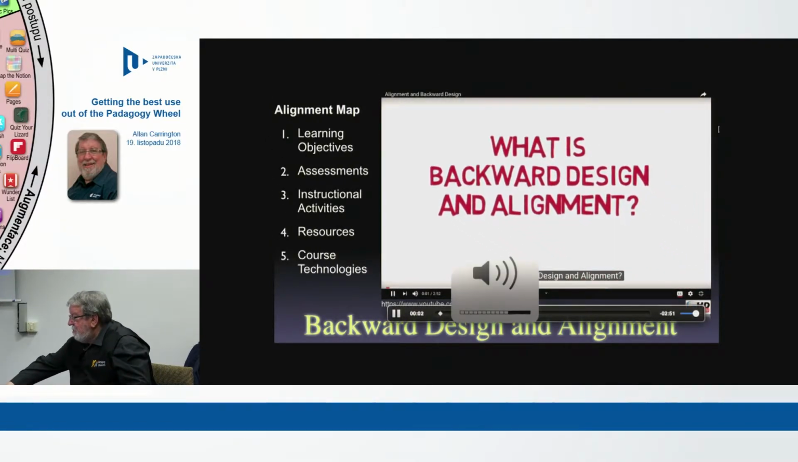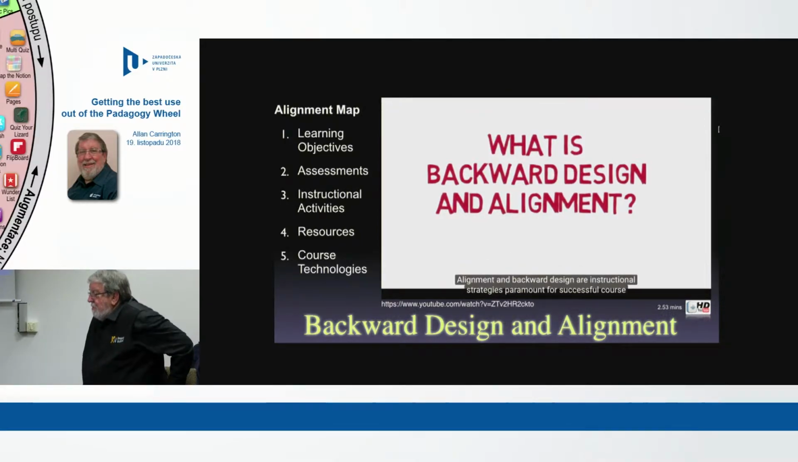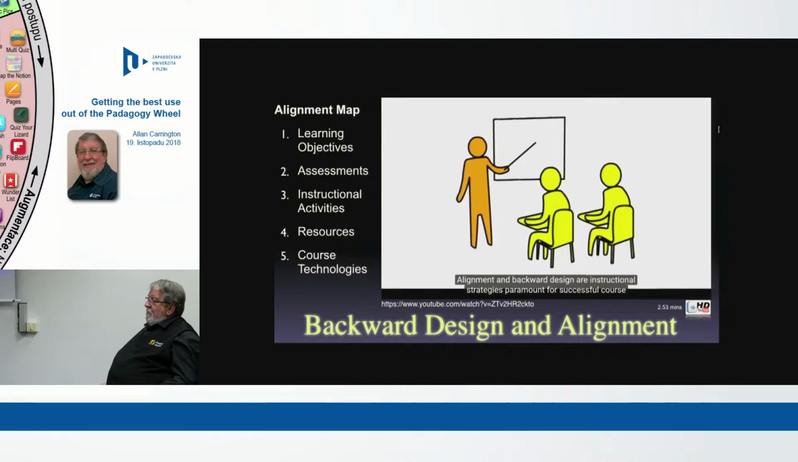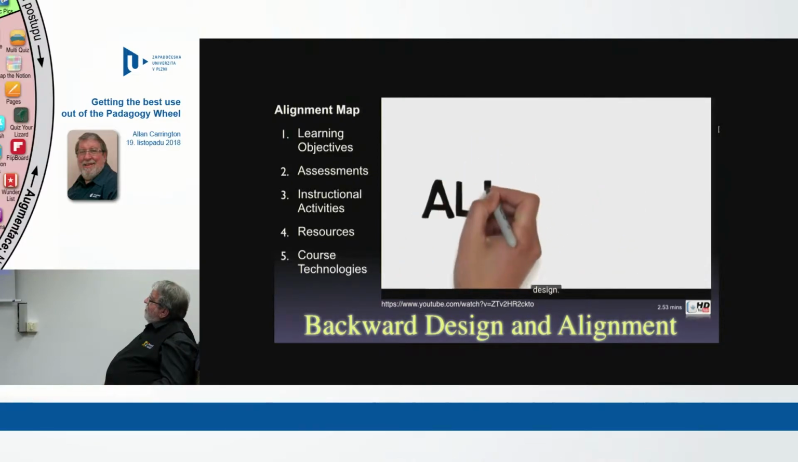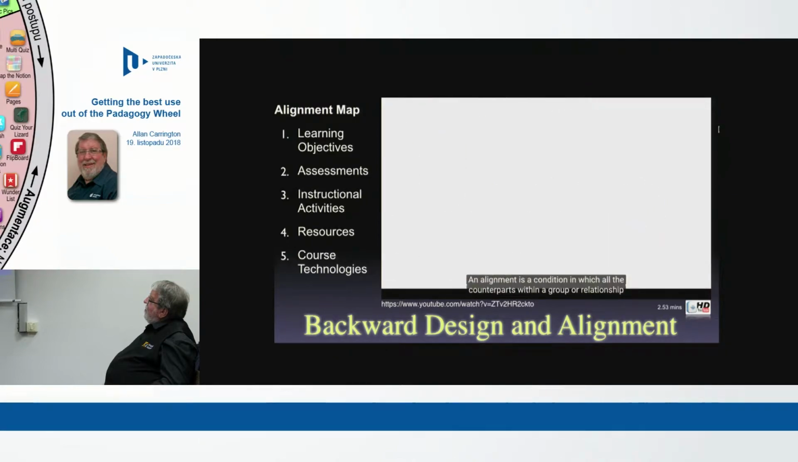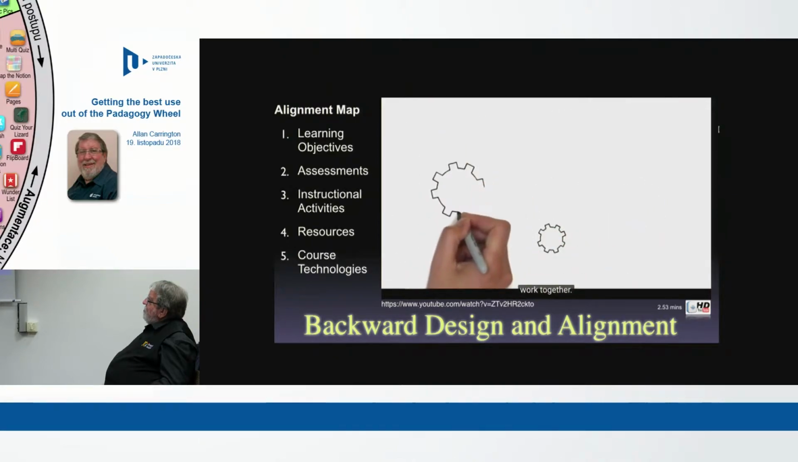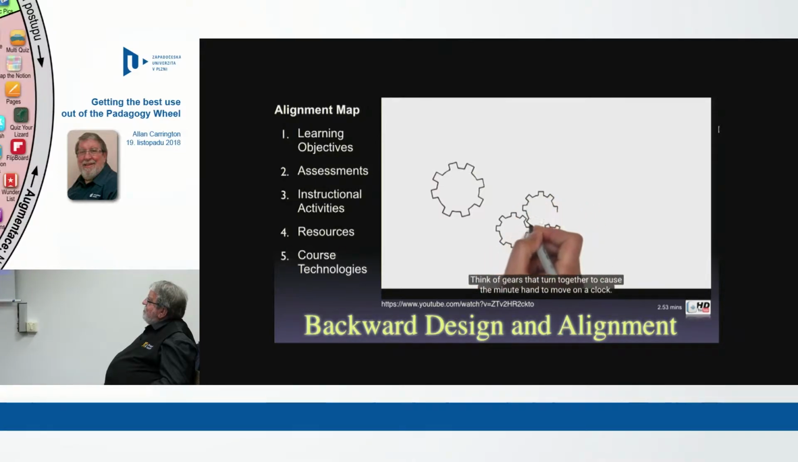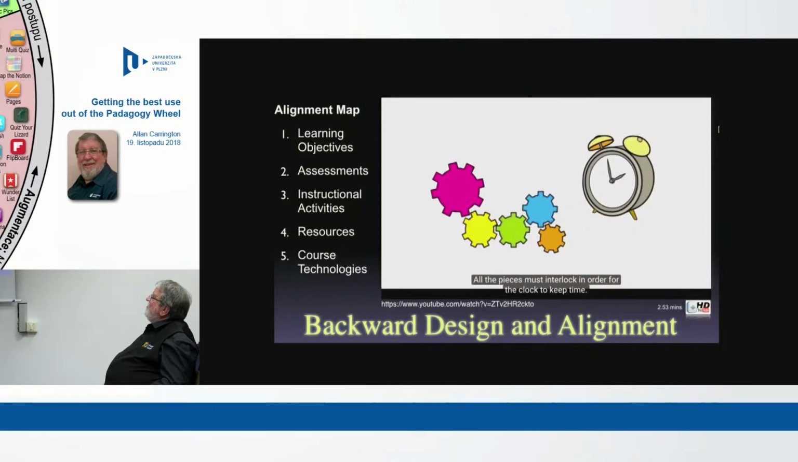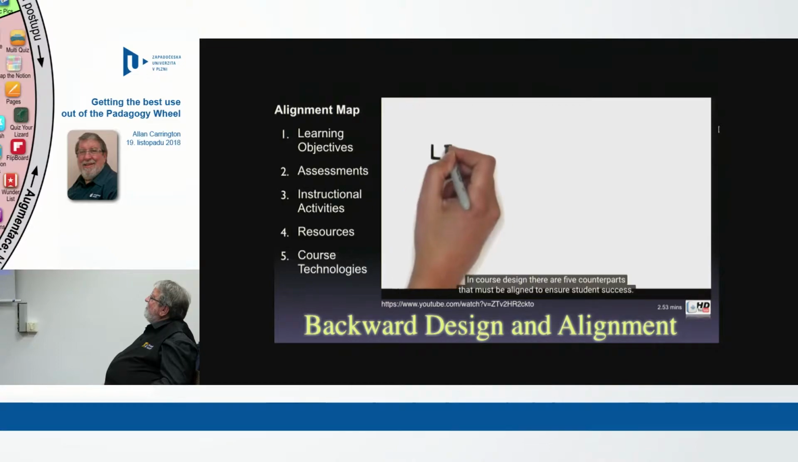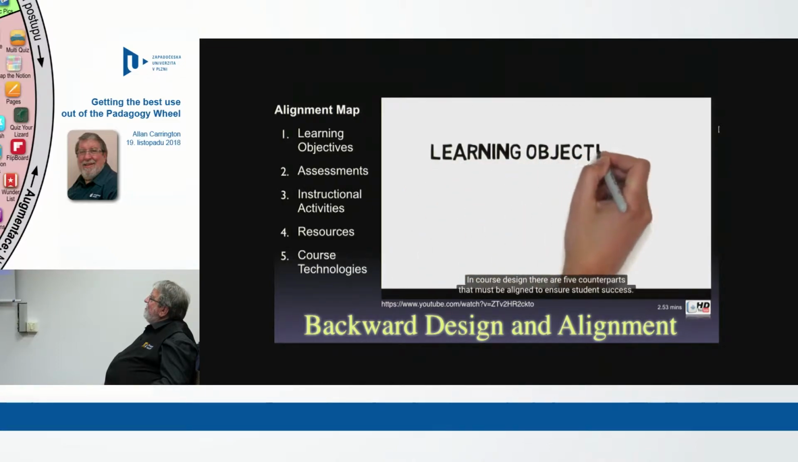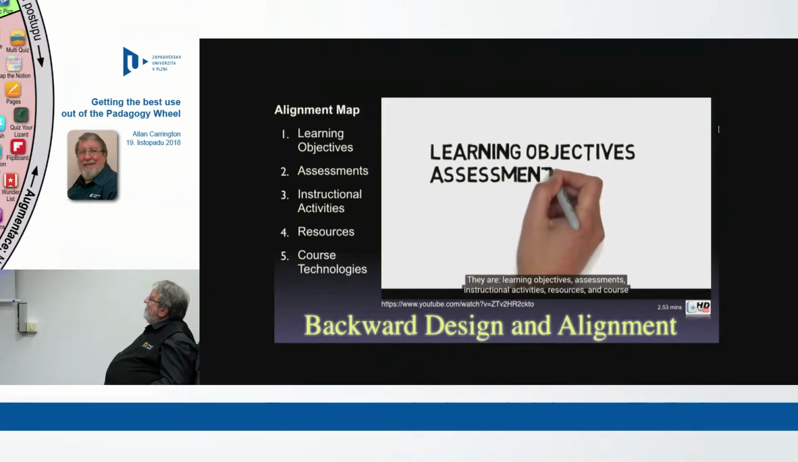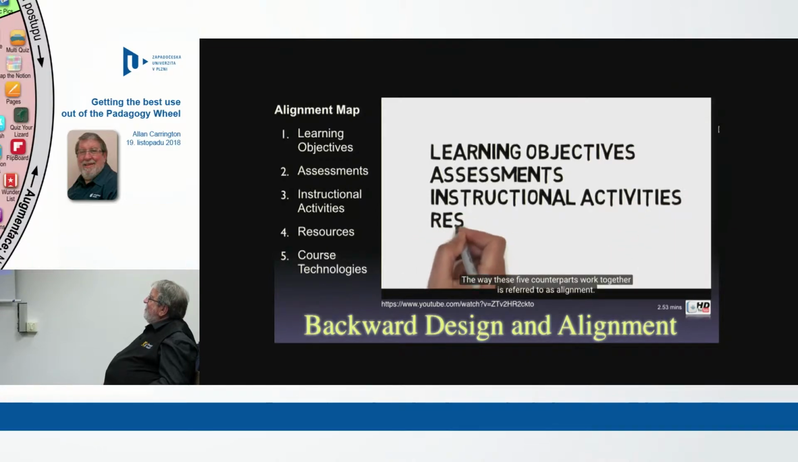What is backward design and alignment? Alignment and backward design are instructional strategies paramount for successful course design. An alignment is a condition in which all the counterparts within a group or relationship work together. Think of gears that turn together to cause the minute hand to move on a clock. All the pieces must interlock in order for the clock to keep time. In course design, there are 5 counterparts that must be aligned to ensure student success. They are learning objectives, assessments, instructional activities, resources, and course technology. The way these 5 counterparts work together is referred to as alignment.